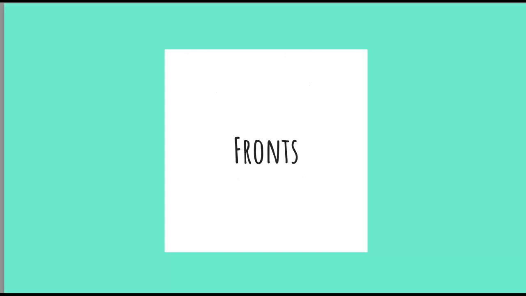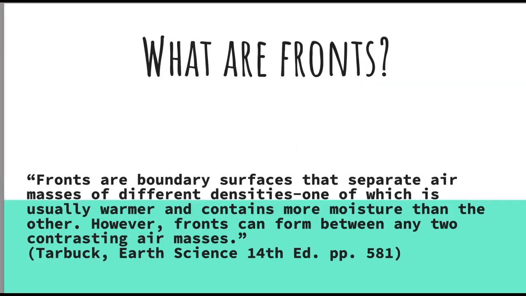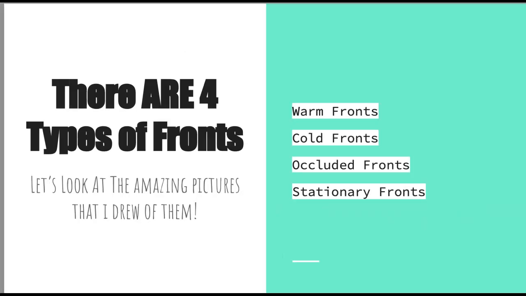And the last concept I'm going to talk about are fronts. Our book talks about fronts and describes them as boundary surfaces that separate air masses of different densities, one of which is usually warmer and contains more moisture than the other. However, fronts can form between any two contrasting air masses. There are four types of fronts: warm fronts, cold fronts, occluded fronts, and stationary fronts.